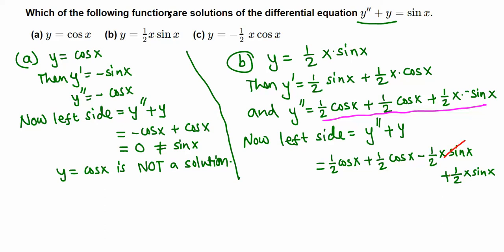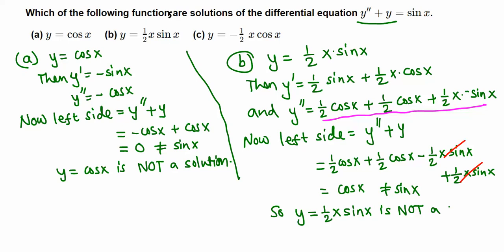Negative 1/2 x sine x, positive 1/2 x sine x cancel, and 1/2 copy of cosine plus 1/2 copy of cosine, just one copy of cosine, which is not the right hand side. That means y equals 1/2 x sine x is not a solution.